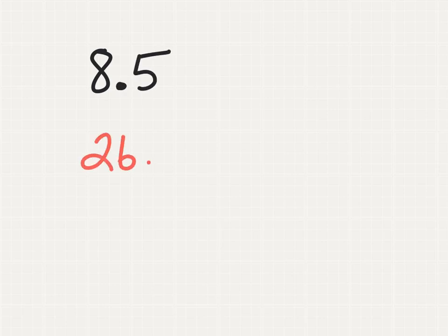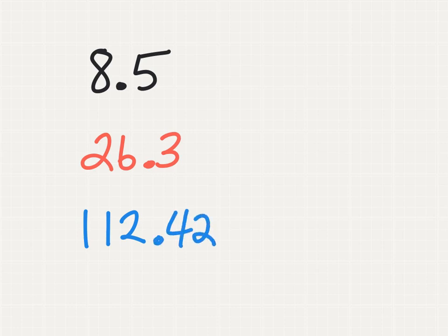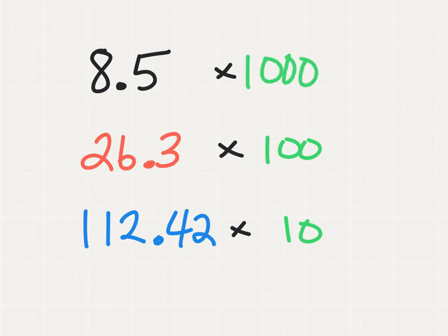So for example, if I have the factor 8.5 or 26.3 or 112.42, and I multiply these by powers of 10, maybe it's by 10, or by 100, or by 1,000, I can quickly make computations if I understand how to use powers of 10, rather than having to punch a bunch of buttons on a calculator or attempt to do the math in my head. And here's how it works.